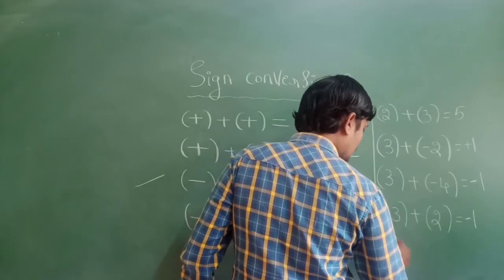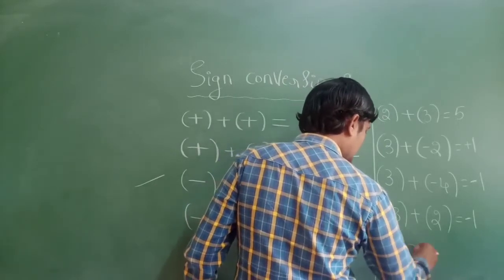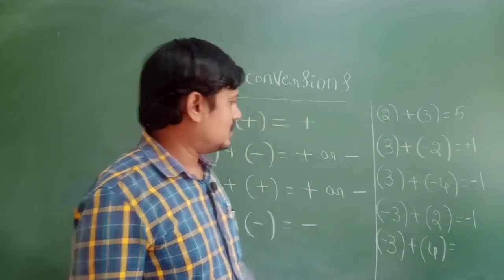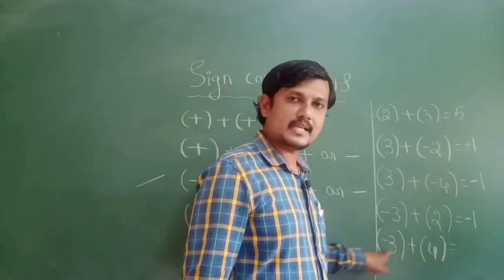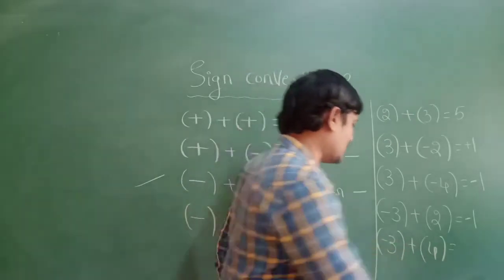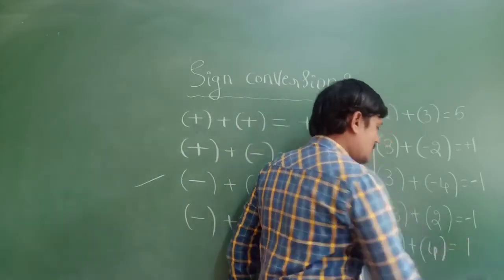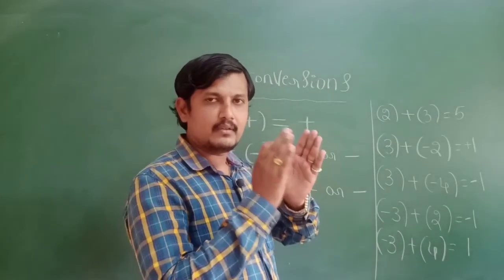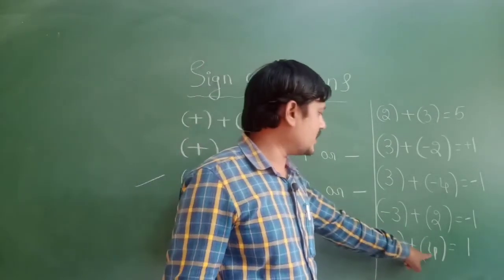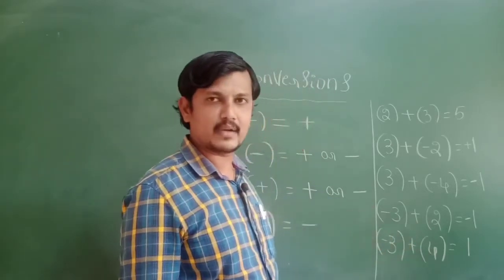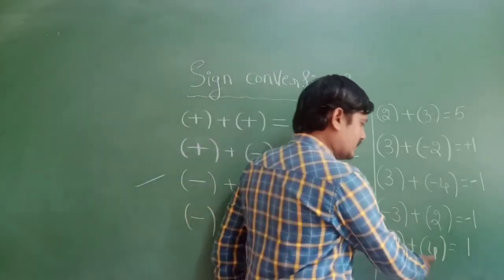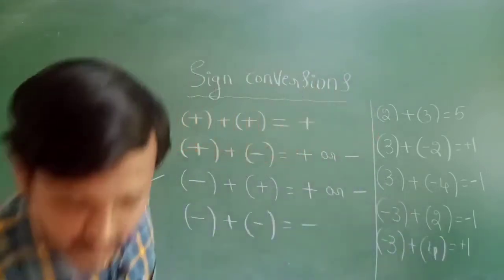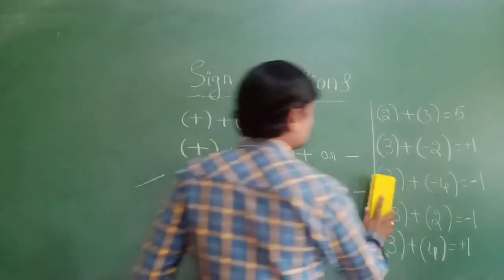Next, minus 3 plus 4. Both signs are different. Therefore, minus 3 plus 4 is 1. Positive or negative? It depends upon which is the bigger one. Is 4 bigger or 3 bigger? 4. What is the sign of the 4 here? Positive. Therefore, the answer here is positive. Next, the last one.